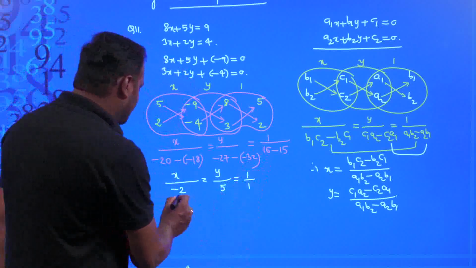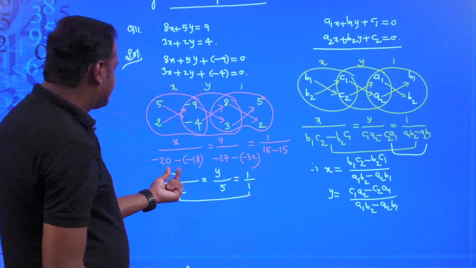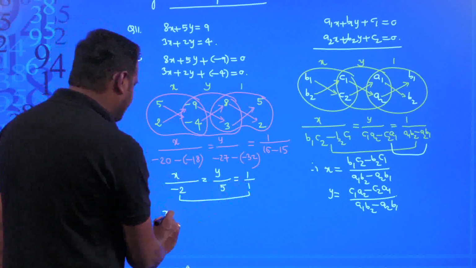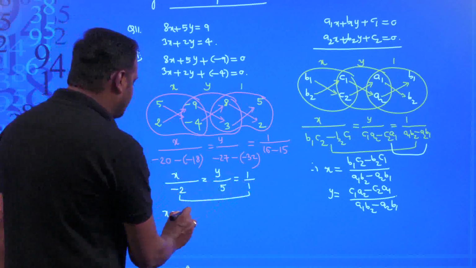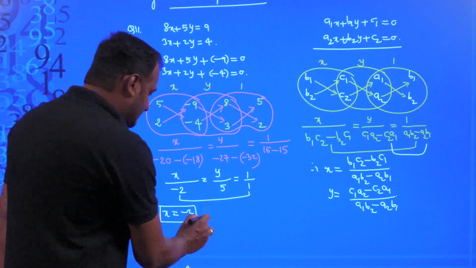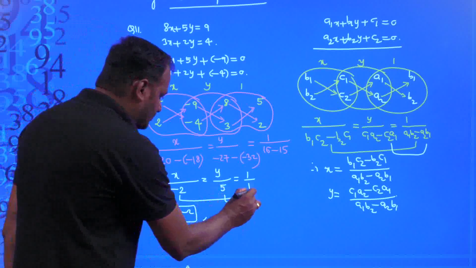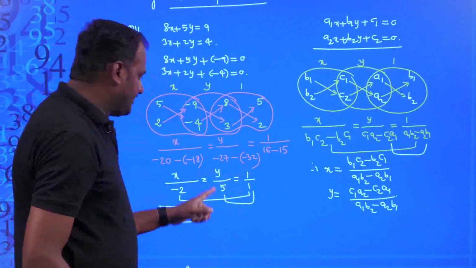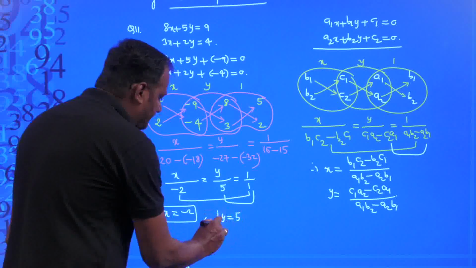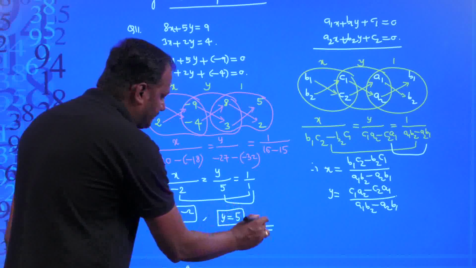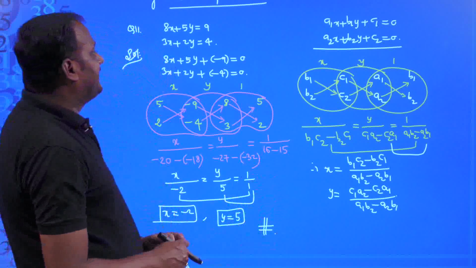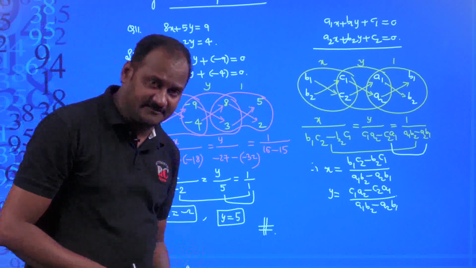To get the value of x, you will have to equate these two, right. x by minus 2 is equal to 1 by 1. By cross multiplication, x into 1 is equal to x, which is equal to minus 2 into 1, which is minus 2. See, we got the value of x as minus 2. Similarly, to get the value of y, you will have to choose these two. y by 5 is equal to 1 by 1, y into 1 is equal to y, which is equal to 5 into 1, which is 5. Therefore, the value of y is equal to 5. So this way we can find the solutions of a pair of linear equations by the cross multiplication method.